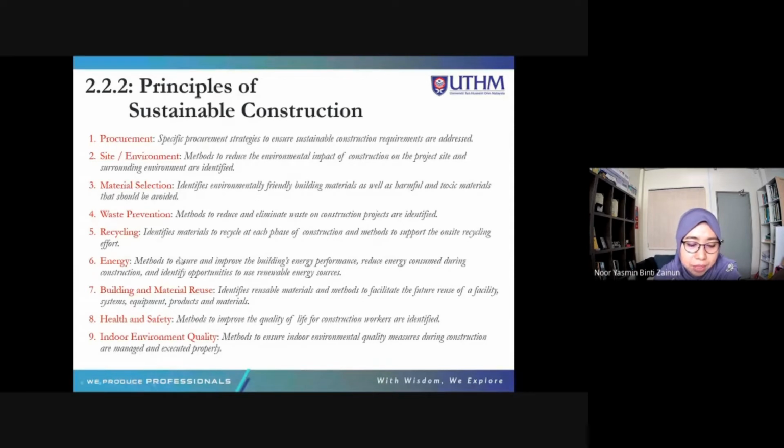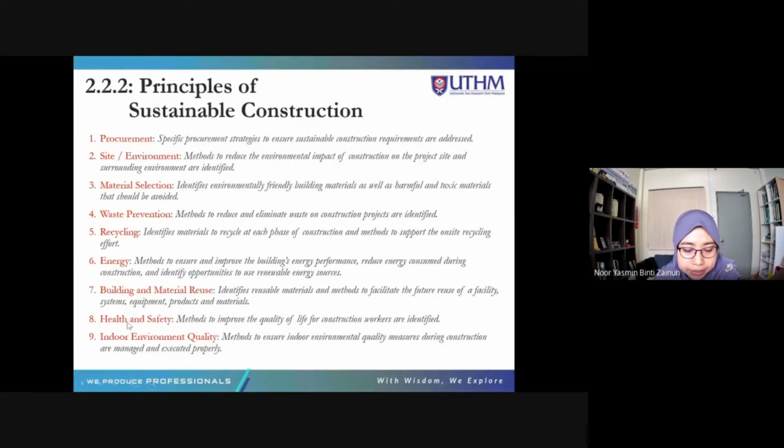effort. Energy: methods to ensure and improve the building energy performance, reduce energy consumed during construction, and identify opportunities to use renewable energy resources. And building material reuse: we need to identify reuse materials and methods to facilitate the future reuse of a facility, system, equipment, products, and materials.